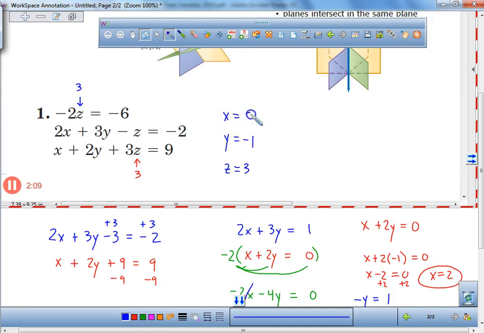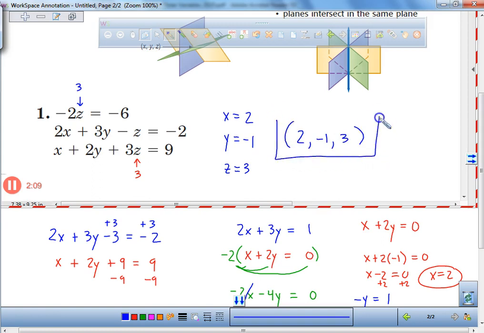So guys, here's what I want you to do. I want you to write the ordered triple: 2, comma, negative 1, comma, 3. This is your answer. Now, everybody see this x plus 2y equals 0 right here? Why did I choose this one? Because it was the easiest one to plug in a negative 1 for y.